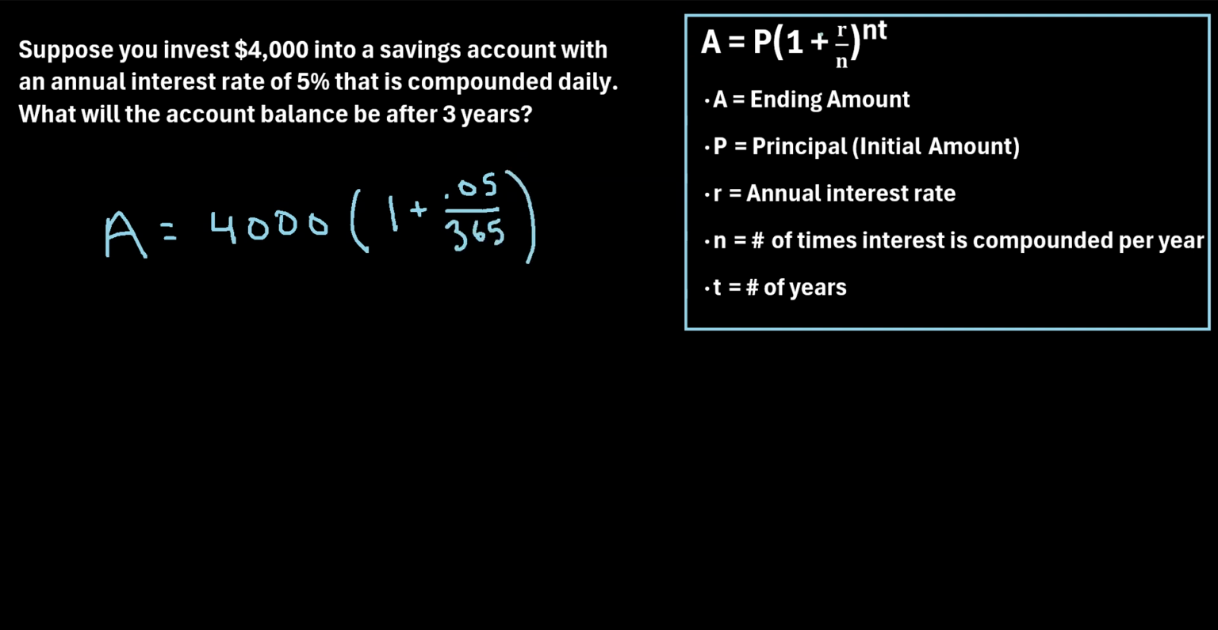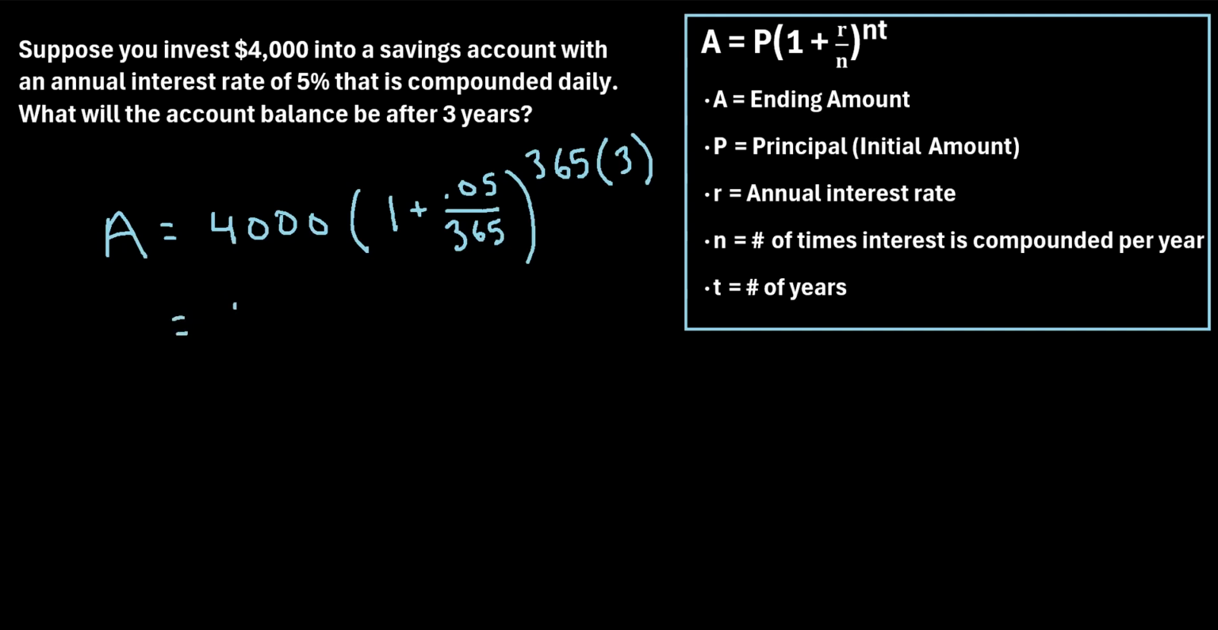And then we have all of that raised to the power of N times T. So again, N is 365, and T, that's the number of years. So we're asked, what will the account balance be after 3 years? So we'll use a 3 for T right here. So this is our equation. We just need to simplify it a little bit.